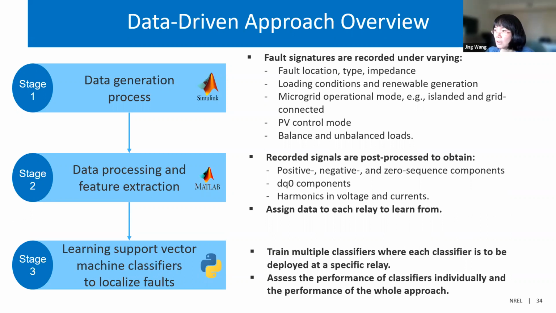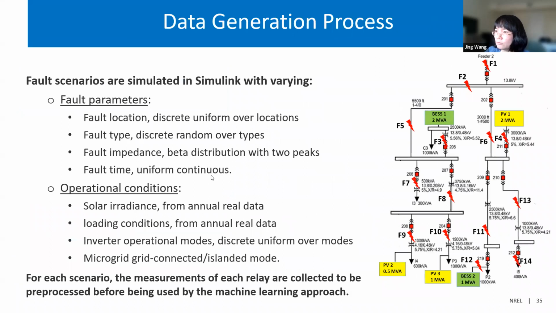We also want to show you what scenarios we simulate for the data generation, because this is particularly important for the data-driven protection design. For example, for the fault parameters, we have 14 fault locations. We use a discrete uniform distribution over locations to randomly generate the fault location. And we have 4 fault types, discrete random over types, balanced and unbalanced. And we have fault impedance from low to high impedance. We use a beta distribution with 2 peaks to create the fault impedance. And we also have fault time, generated with a continuous uniform distribution.